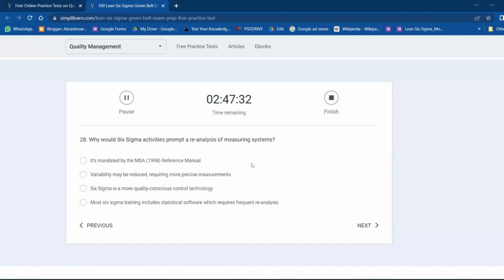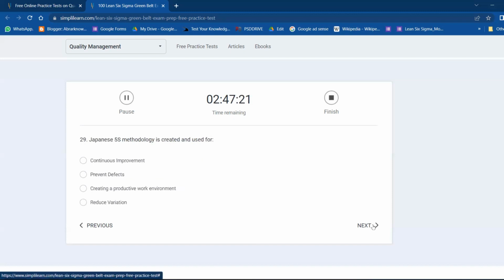28th one: why would Six Sigma activities prompt a reanalysis of the measurement system? Because the variability has to be reduced, and we'll get the precise answer. And let's go to 29. Japanese 5S methodology is used for creating a productive work environment, right? We can reduce whatever is non-value added. It is also housekeeping.